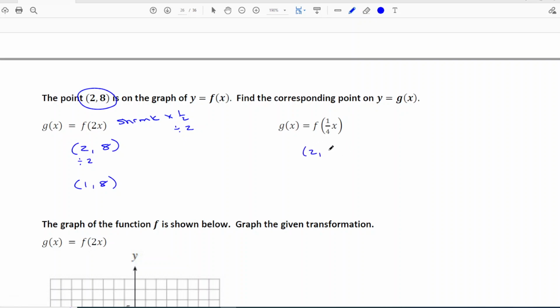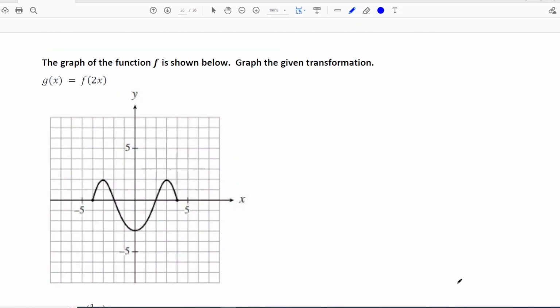This one, again, I'm starting with the point (2, 8), and I'm going to transform it. What's this one going to be? Well, I'm going to stretch, because it's opposite as it appears. So I'm going to stretch by multiplying by 4 or dividing by a quarter, which I don't expect any of you to ever write. But I'm going to multiply the x value by 4, and I get a point (8, 8). So that we can take a base graph and we can transform it.